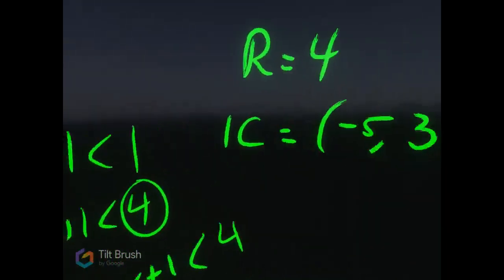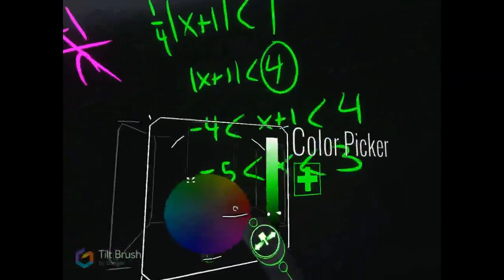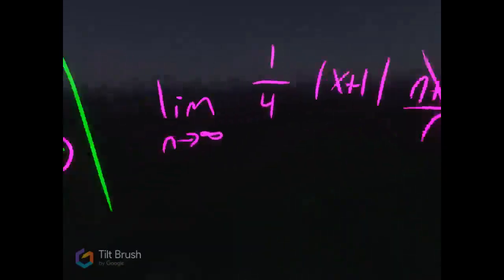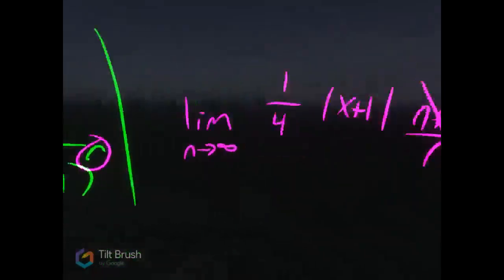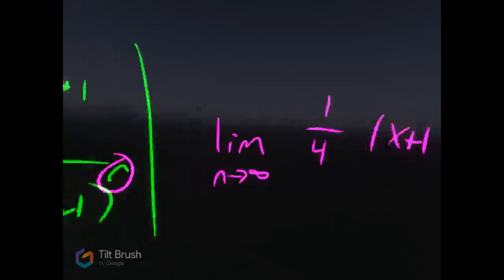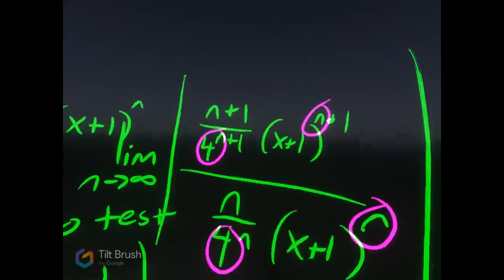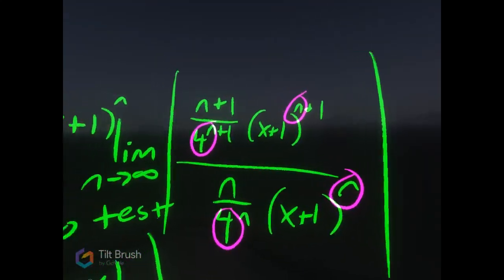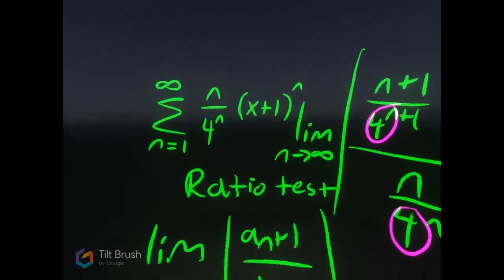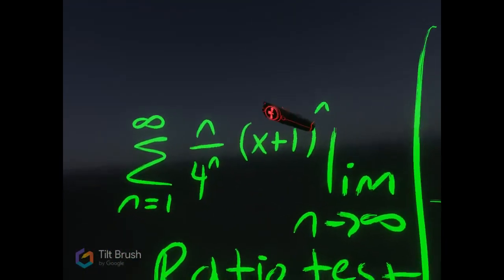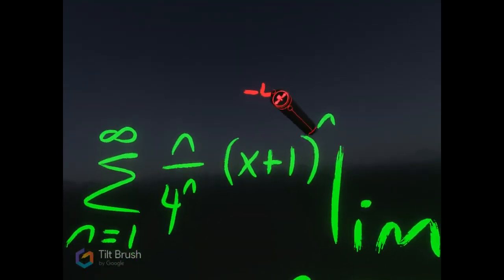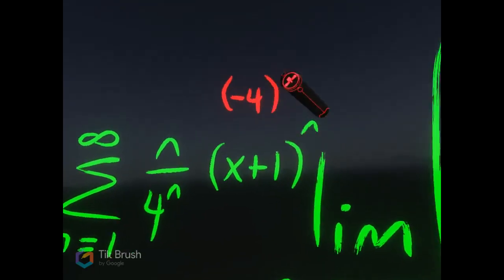Well, oh yeah, we have to plug those endpoints in. So we have to plug this in for x, right? If we plugged in negative 5, we would get negative 4 to the n.